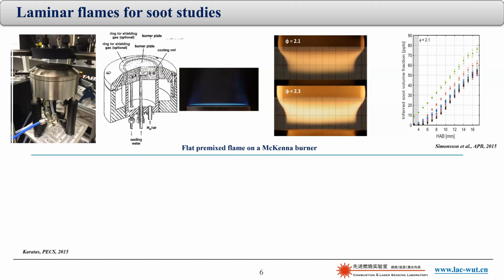Okay. So let me bring the pointer on. So the problem with premix flame is that in practical combustion devices, for example, diesel engines and jet engines, they actually rely on turbulent diffusion flames for operation. So in this sense, it may be more relevant to study diffusion flames for soot formation.